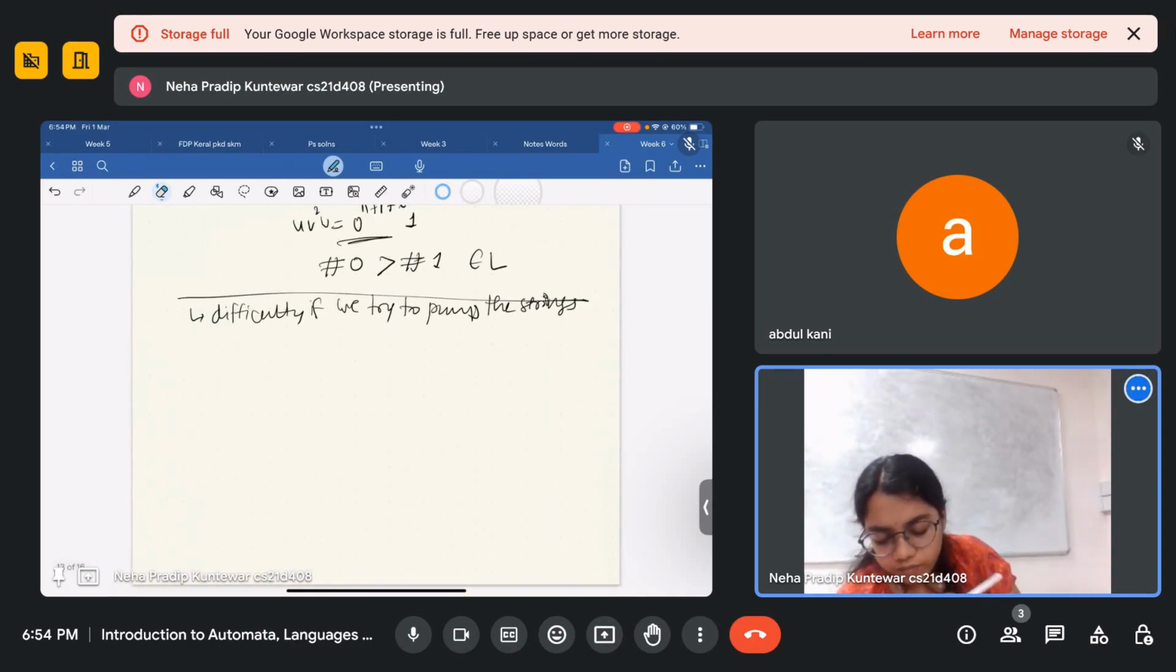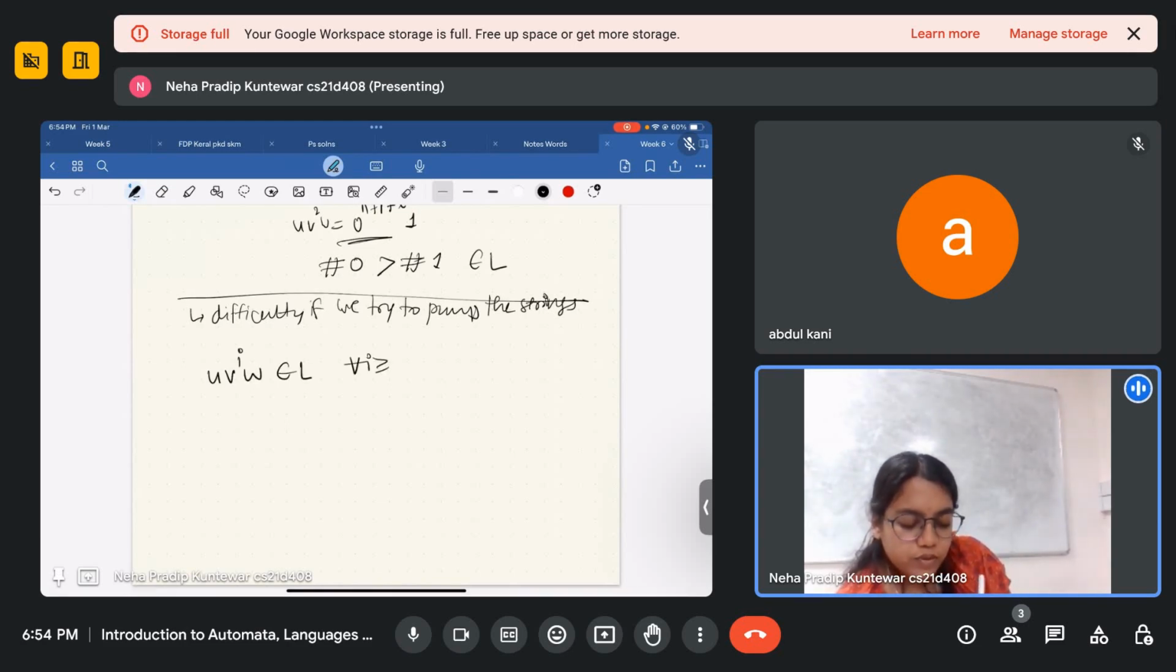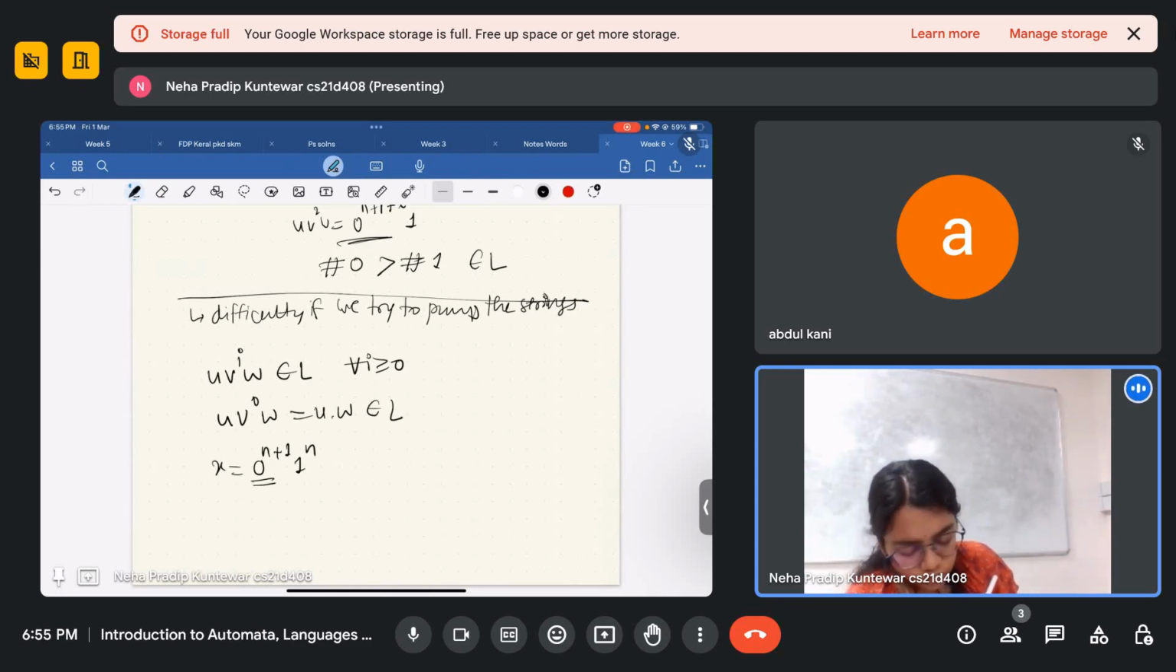One thing to notice is that whenever we apply the pumping lemma, it says that u v to the i w should be in the language for all i greater than or equal to 0. That means in particular the string u v to the 0 w, which is equal to uw, should be in the language. So let's try to use this. Suppose x that we are looking at is 0 to the n plus 1 followed by 1 to the n. Now let's try to break this. So again, u is some 0 to the n minus l, v is some 0 to the l, and w is 0 followed by 1 to the n.